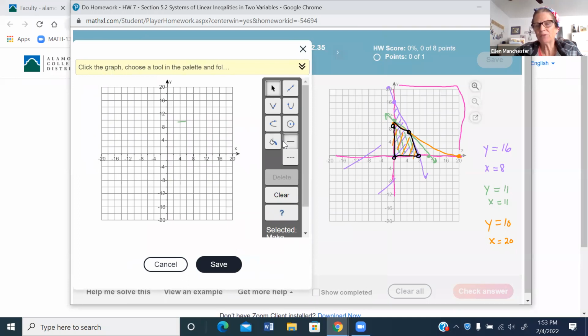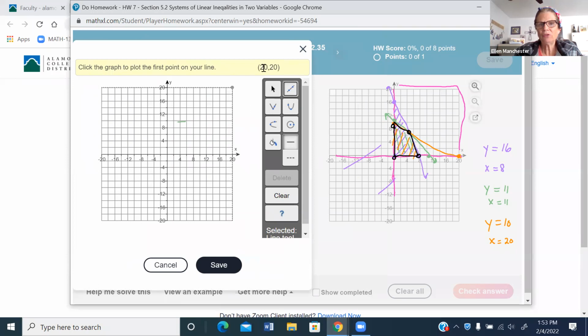All right, so I pick up my solid line, pick up my line tool, and I want you to notice up here, see where my cursor is, this 20, 20? Watch that, because I'm going to come over here and put in my Y equals 16. So I am graphing the purple line first. Notice if I move my point, that ordered pair changes. So that ordered pair tells me I am in the right spot. I click it. Then I come down here and I put my point at 8, 0.